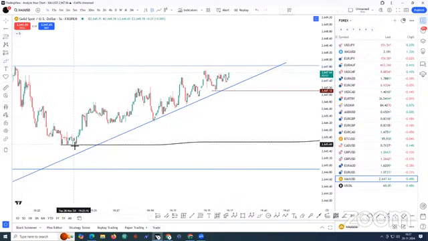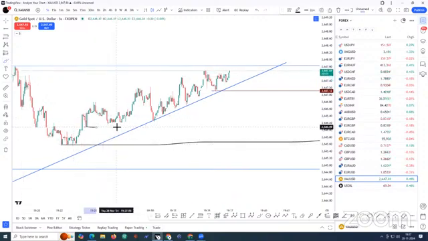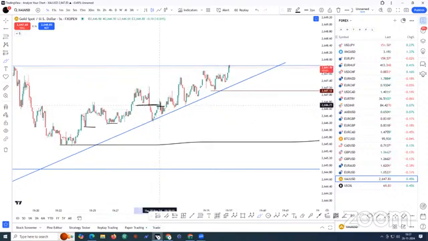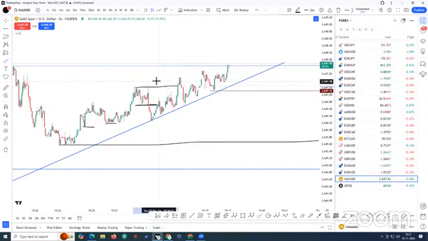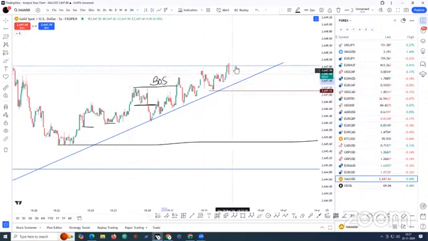Anywhere, for example here, it is a low, here low has protected, low has protected. At this particular point, there was a smaller change of character, but again, it went upside and broke this to make a new BOS, breakout structure, right? Here it is a high, an opportunity. We can go for the sell.